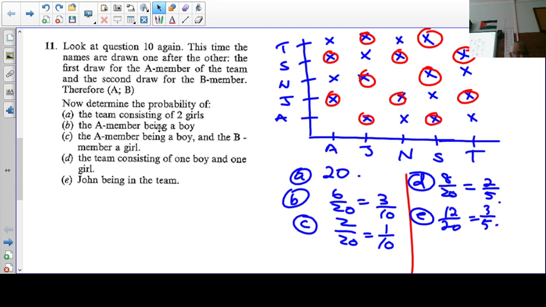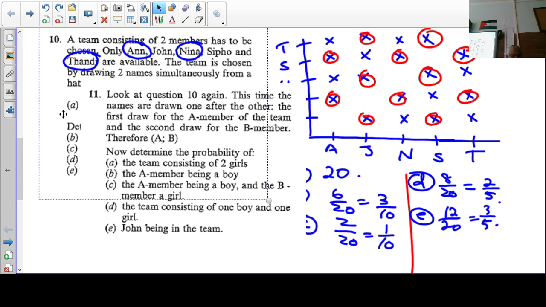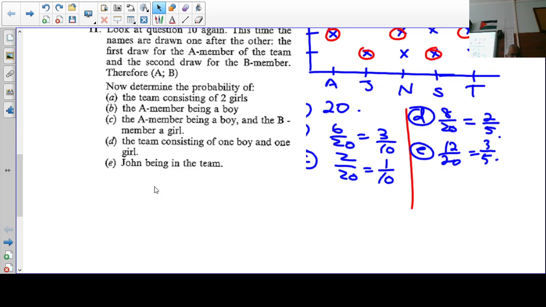All these options, or all these questions, are exactly the same. In A it says the team consists of 2 girls. Okay, so that is exactly the same as we have it before. So let's just get number 10. We are redoing number 10.